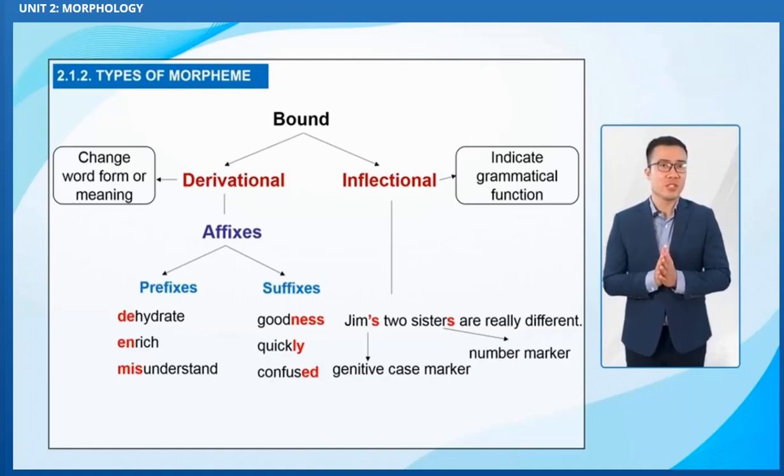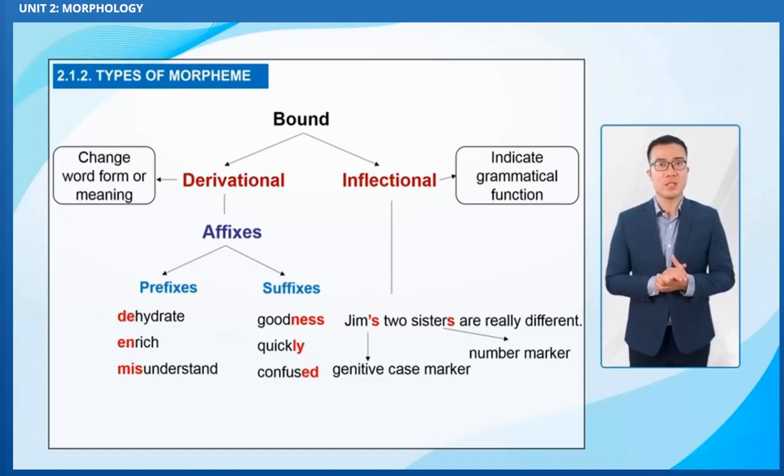Inflectional morphemes do not change word form or meaning, but only indicate grammatical function. Let's look at Jim's two sisters are really different as an example. The apostrophe S in Jim's is a genitive case marker, and the S in sisters is a number marker.